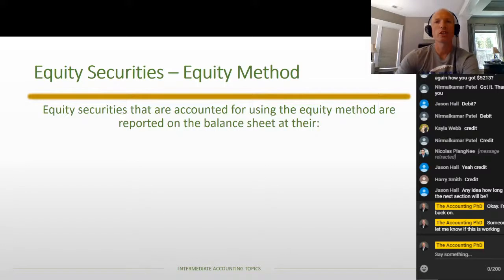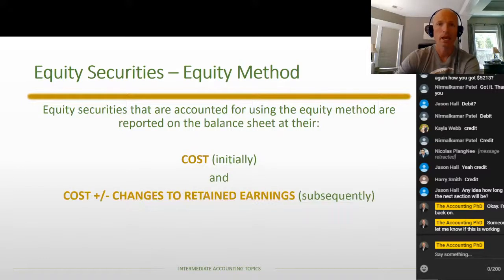So equity securities that are accounted for using the equity method. Now we're transitioning, instead of passive, we're into that significant influence category. So 20 to 50% of the outstanding shares. And so equity securities that use the equity method are reported at cost initially, and then adjusted for any changes to retained earnings.